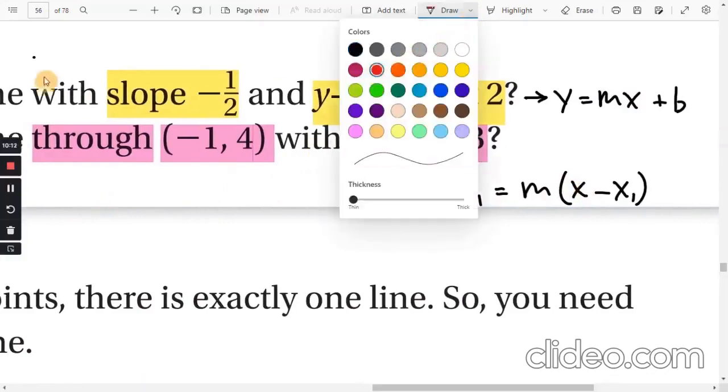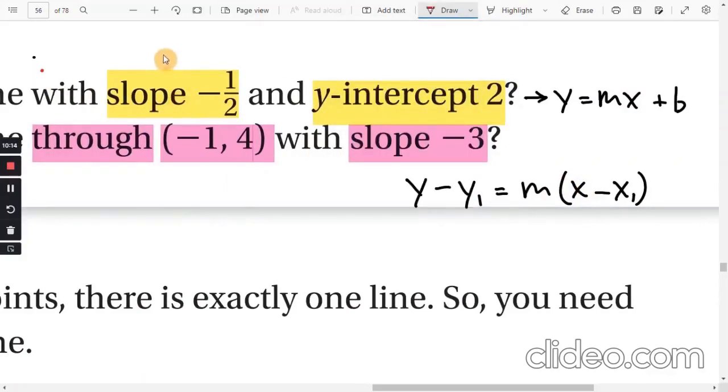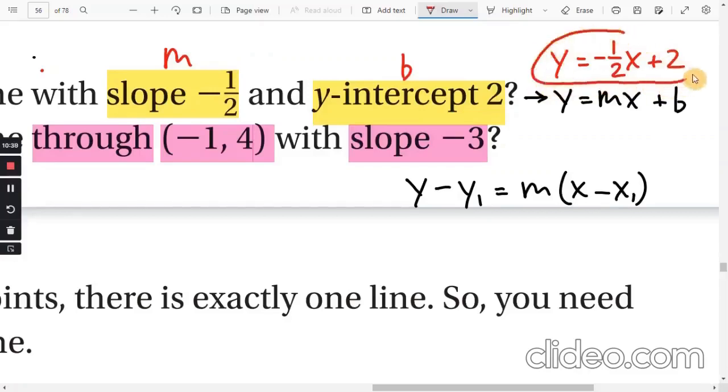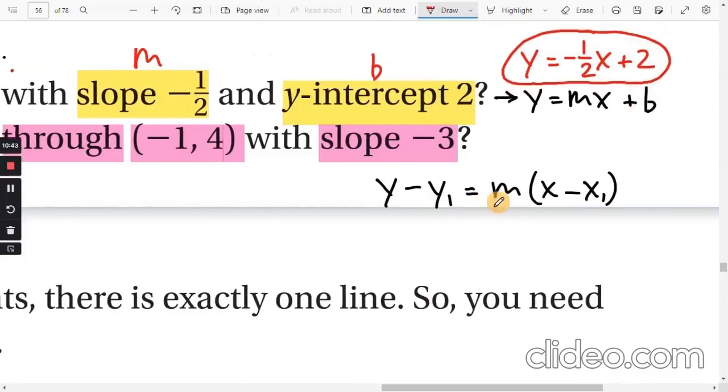All right, so for the first one, the slope is m and the y-intercept is b. In place of m, I'm going to plug in -1/2, and that's times x plus b. In place of b, it's going to be a +2. So that's your answer right there: y equals -1/2 x plus 2.